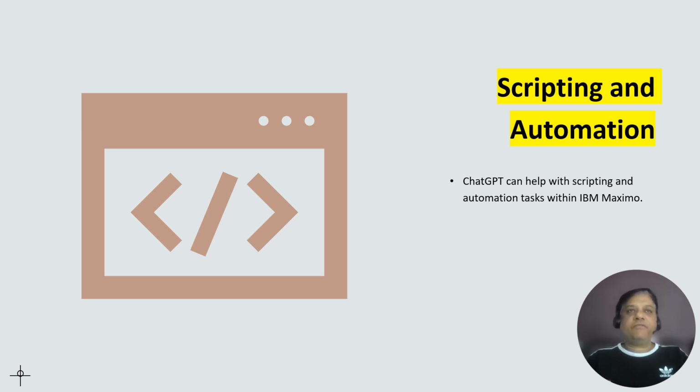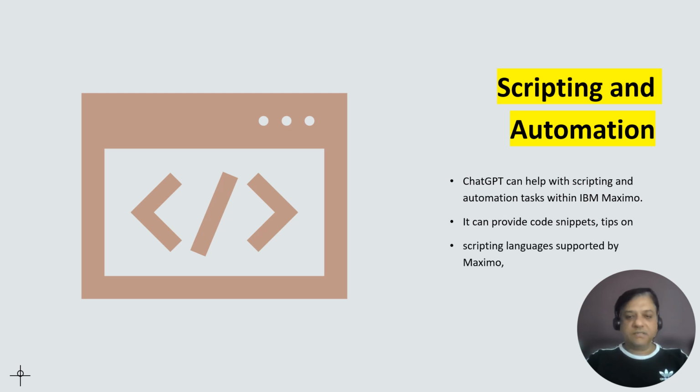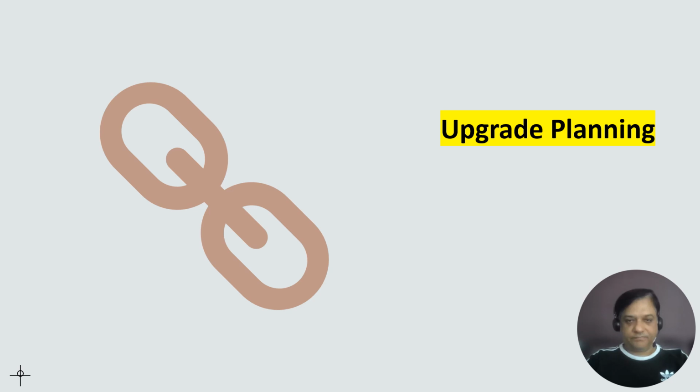Then scripting and automation, you can tell ChatGPT to please provide me the exact code of what I should type in Maximo so that I can run it. And even for automation tasks, ChatGPT can help by providing code snippets, tips on scripting languages supported by Maximo, and also guide you on automation.